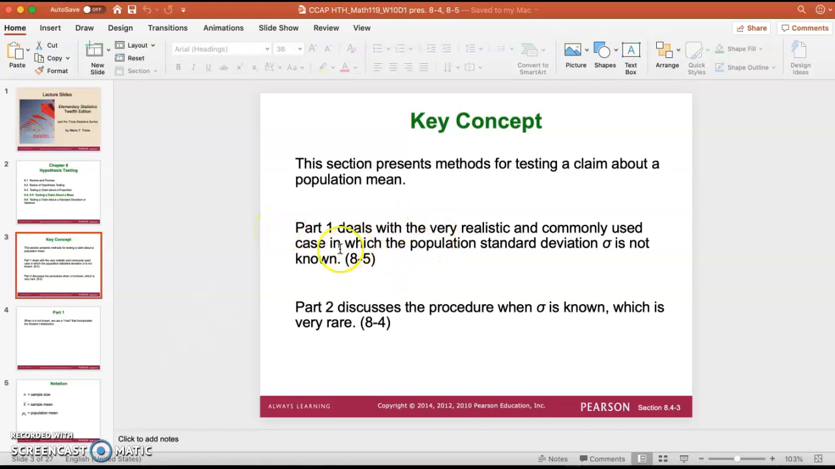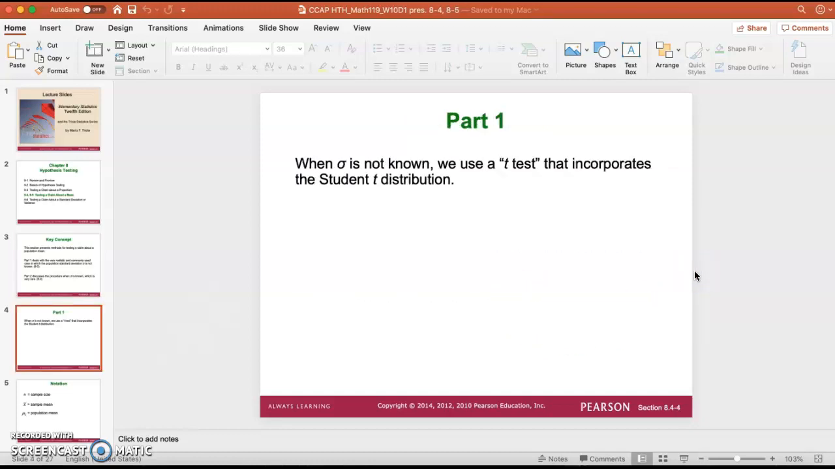So part one is more section 8-5, which is the more realistic and commonly used case in which the population standard deviation is not known. And we'll address a little bit in section 8-4 as if the population standard deviation was known, even though that is quite rare. So again, part one, we're going to start with when the population standard deviation is not known, and we're going to be using a t-test for any types of problems in a hypothesis test involving these ideas.